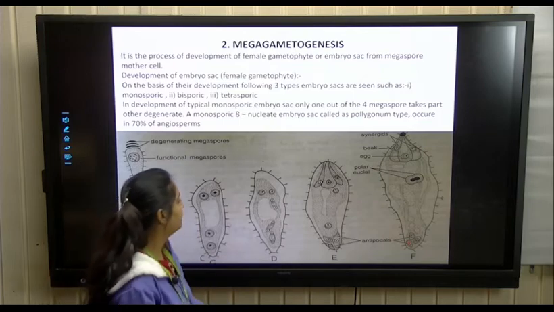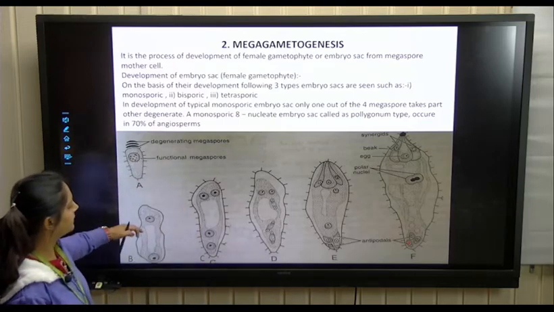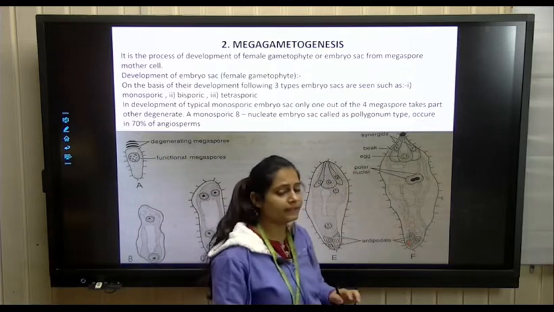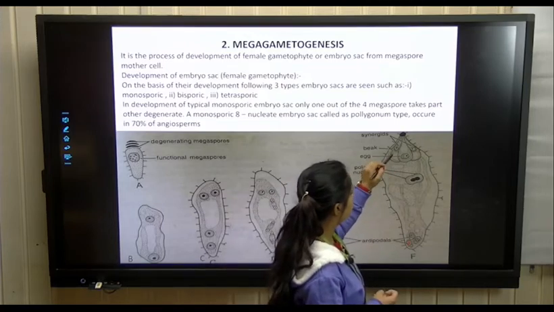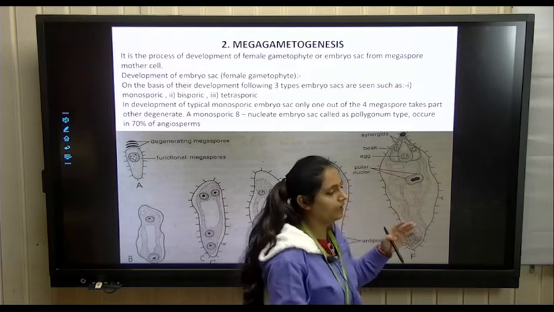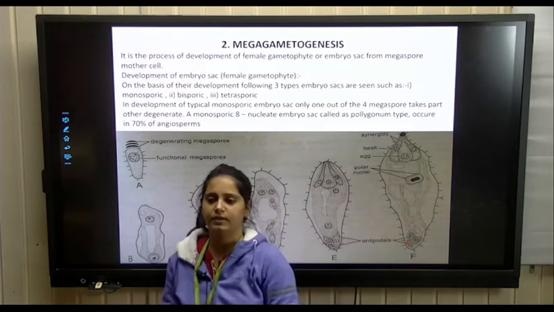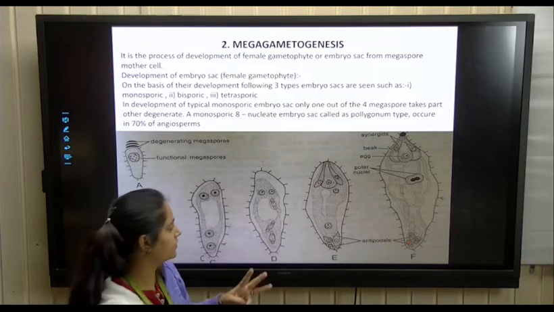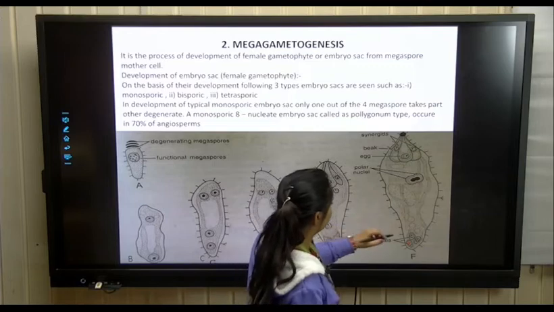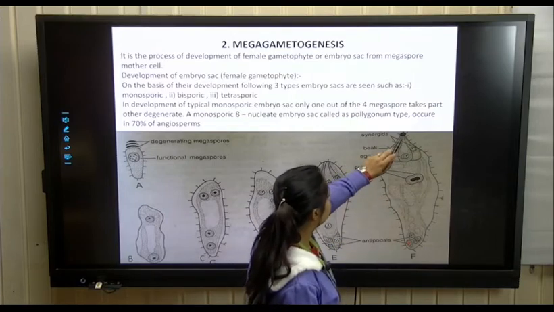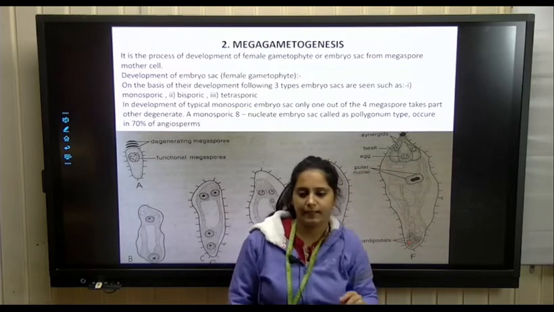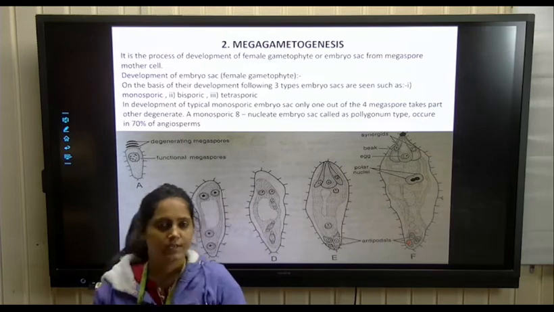Monosporic embryo sac means only one megaspore takes part in the development of the embryo sac. Here are 8 nuclei; each cell has a single nucleus, only this cell has 2 nuclei. When fusion occurs, there become 3 nuclei, so this becomes 3n in number, and the others remain 1n. Synergids and the egg are arranged at the micropylar end, and antipodals are arranged at the chalazal end.